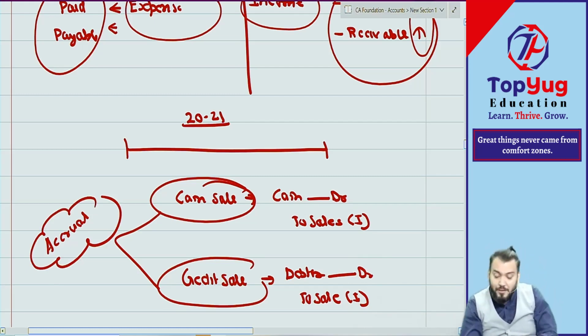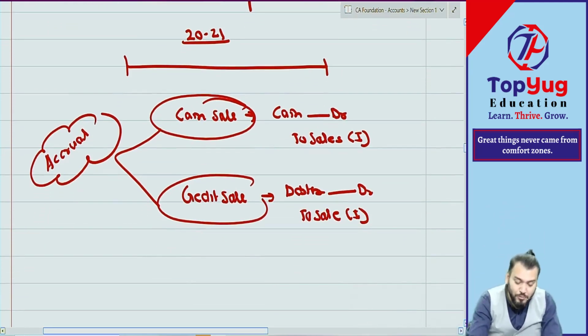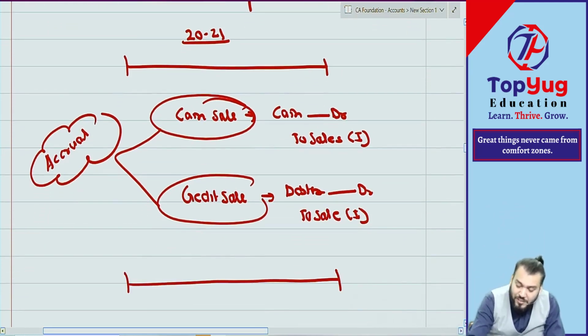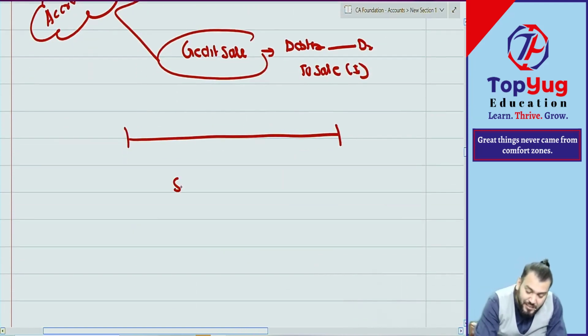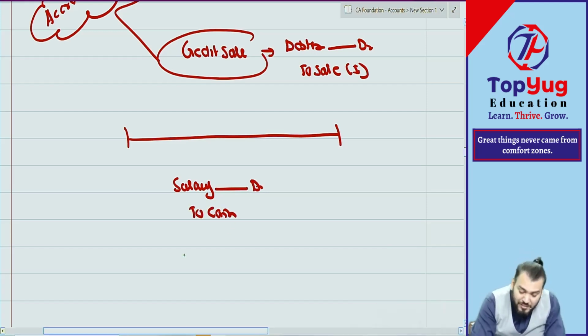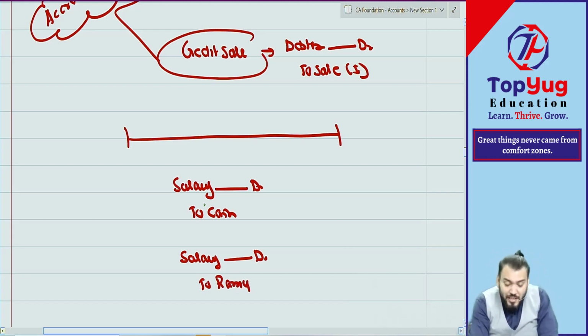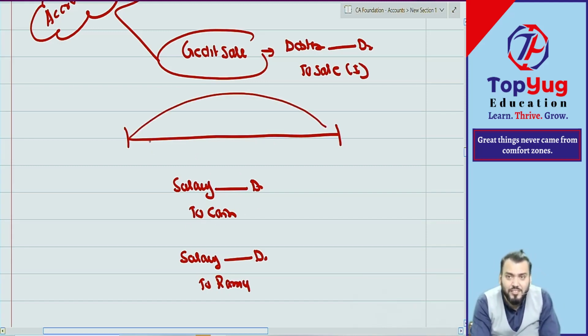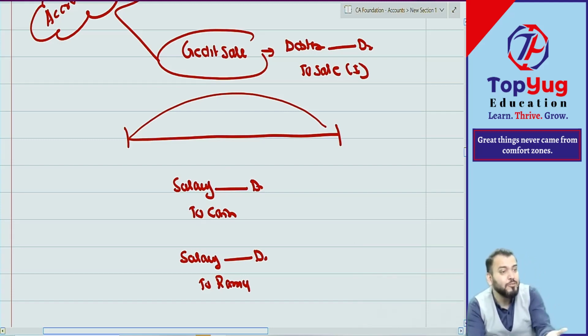And one more transaction I have done for expense. Once I said salary account debit to cash, meaning expense paid in cash. And once I said salary account debit to Ramu, whom I said initially was a liability. So salary will be recorded as an expense in this financial year or accounting period, whether paid or not paid. Already we have done this concept through journal entries.